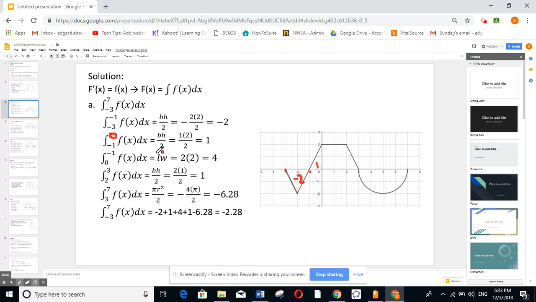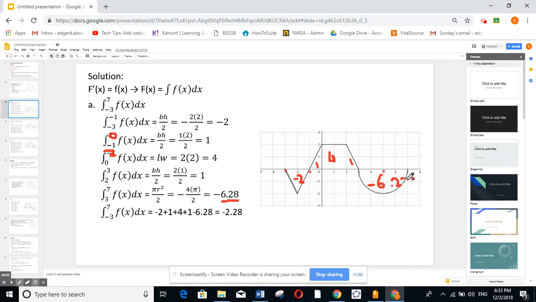Then from 0 till 2, I have this rectangle. So 2 times 2, length times width, gives you 4. Then from 2 till 3, it's a right triangle. Base is 1, height is 1, so it is one half. And from 3 till 7, it's a half circle whose radius is 2, because this is the center. So it will be pi r squared over 2, which is 4 pi over 2. It's negative. Why? Because it's below. So you're going to get minus 6.28.